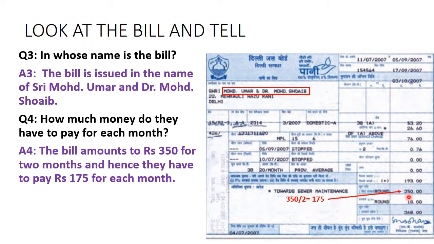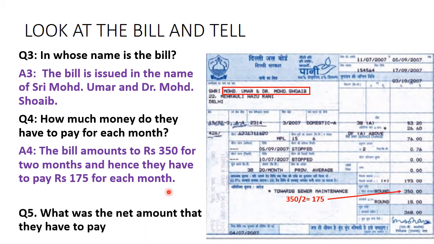First, you see the total bill amount is 350, and as they are asking for each month, we have to calculate for every month. So we will divide it by 2, as this bill is for 2 months. So what will be the exact amount for each month? That is rupees 175. Now let's discuss the next question.